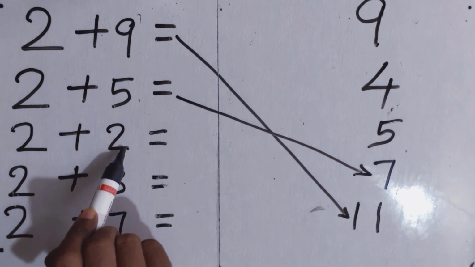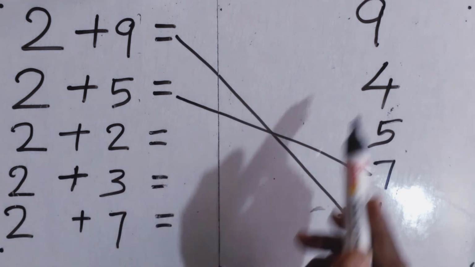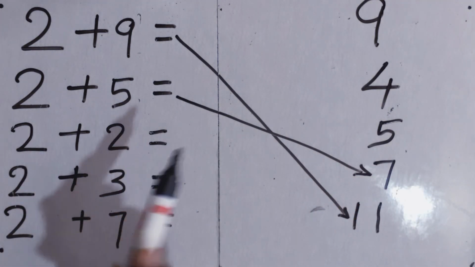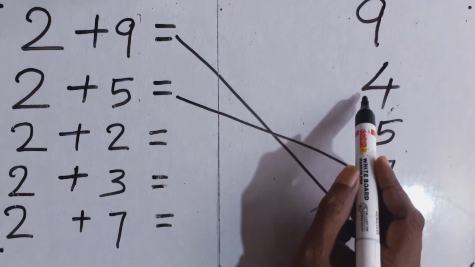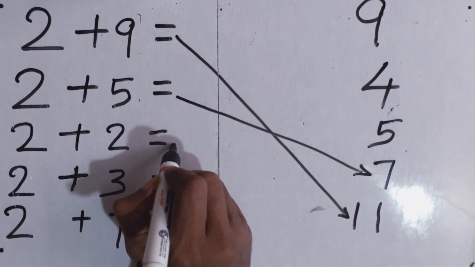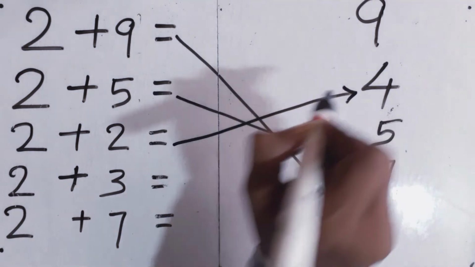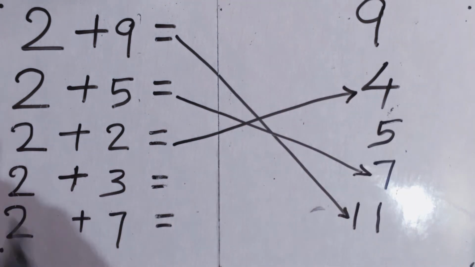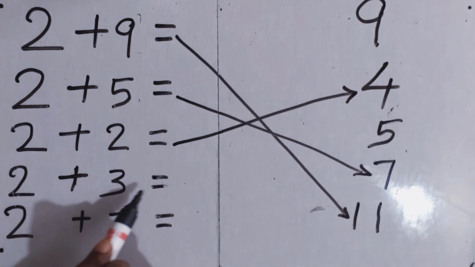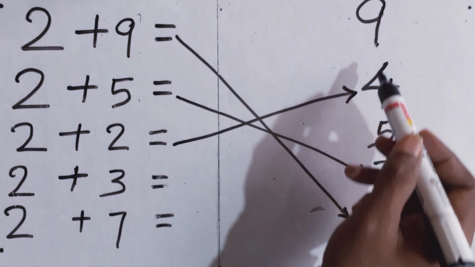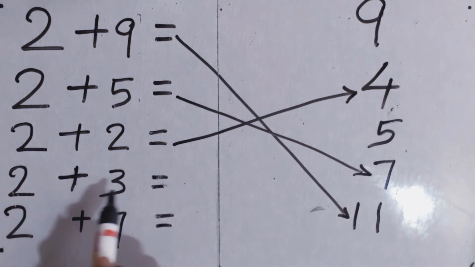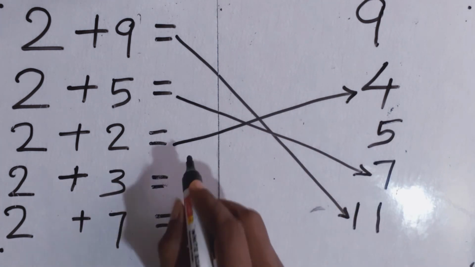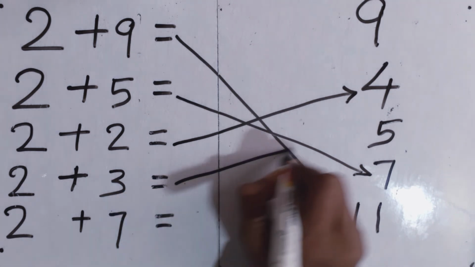2 plus 2 is equal to. Find out the answer here. Where is the answer? 2 plus 2 is equal to 4. Here is the answer. You draw the line from here to there. 2 plus 2 is equal to 4. 2 plus 3 is equal to. Find out the answer here. Where is the answer? 2 plus 3 is equal to 5. Here is the answer. You draw the line from here to there.